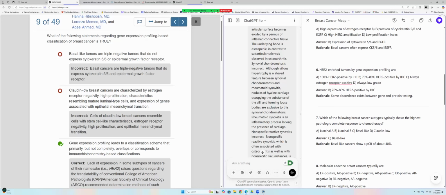HER2-enriched tumors by gene expression profiling: what percentage of HER2 positivity makes it HER2 enriched? 20 to 80%. Remember that. Can you still remember how we read HER2 markers? You should remember how we interpret it. What is the benchmark for interpreting it? Is it not 10%? 10%. So what are the 4 scores you can give HER2?